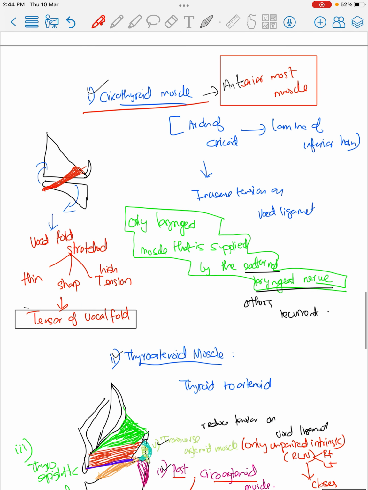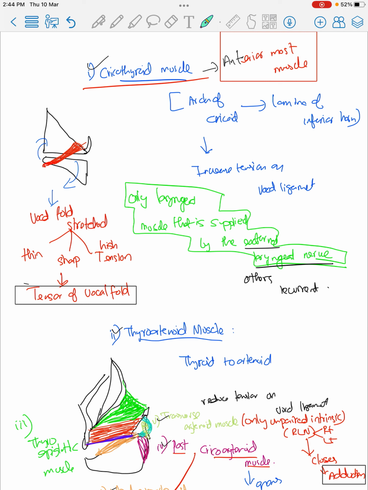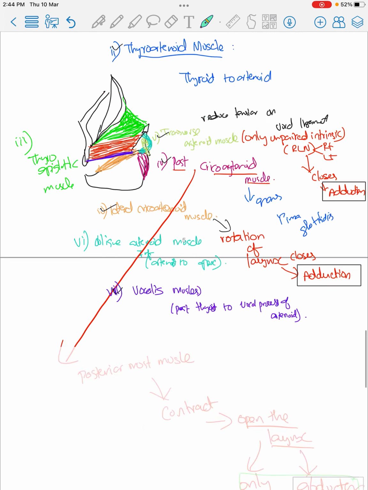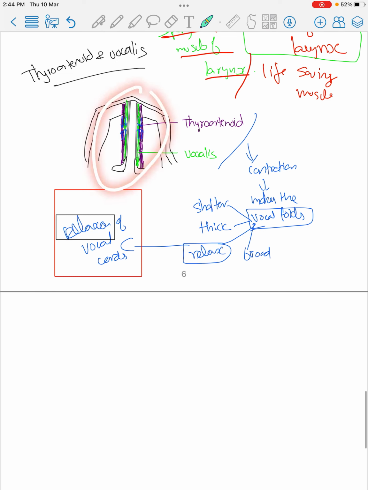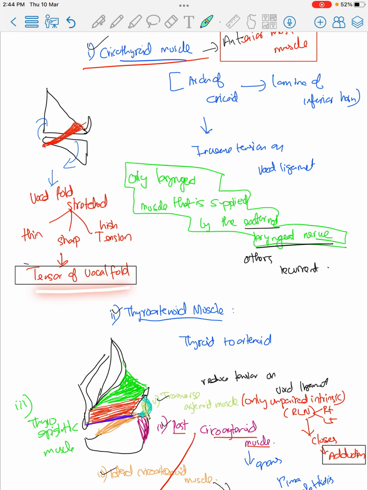Okay, then see, when this muscle contracts, this pulls this arytenoid towards this side, and it increases the length of the vocal cord. See, this is the vocal cord. When this is stretched here, the length will be increased, so this causes tension of the vocal fold.